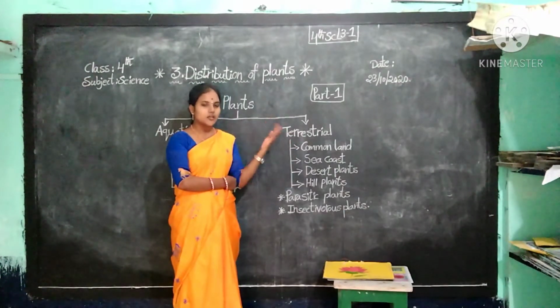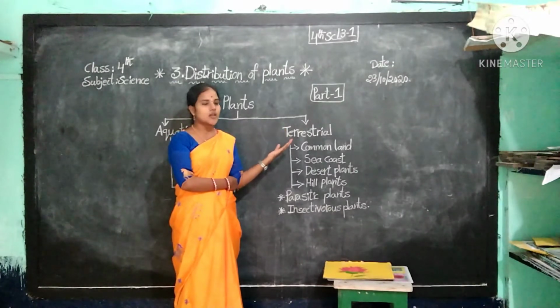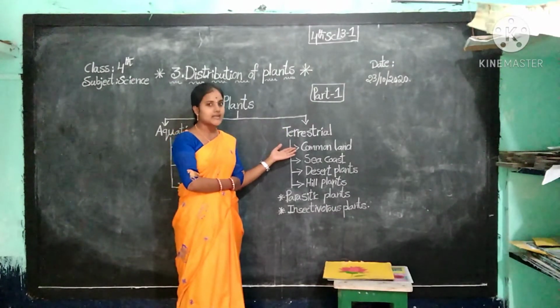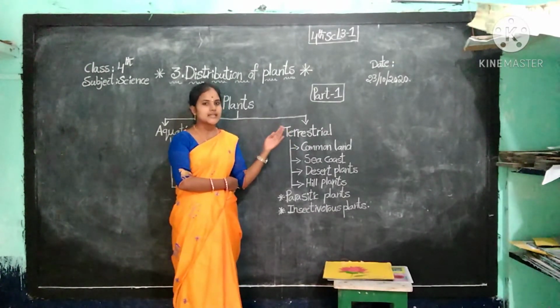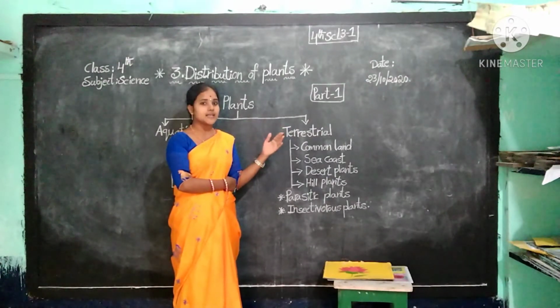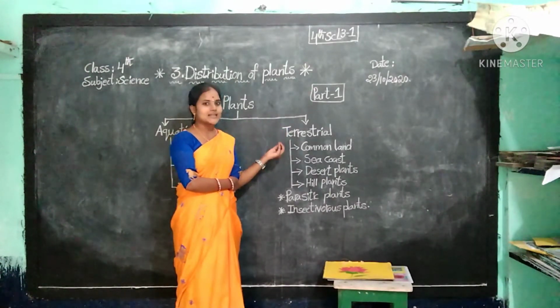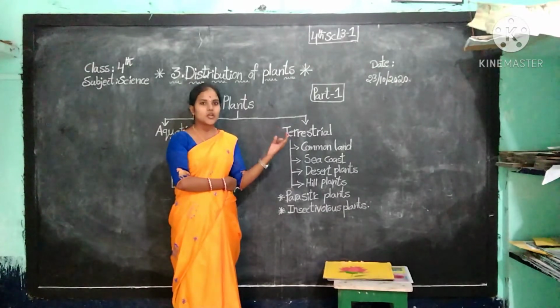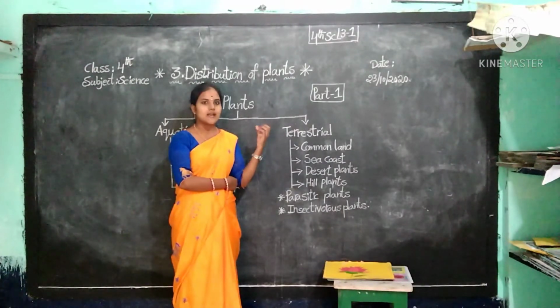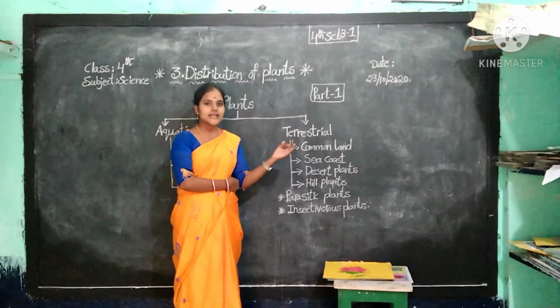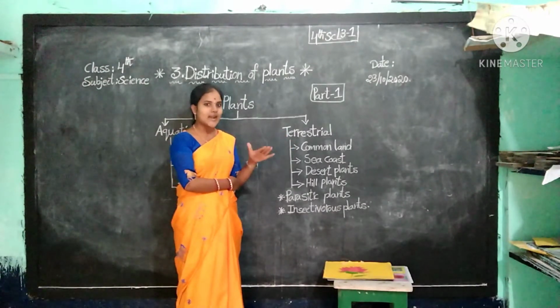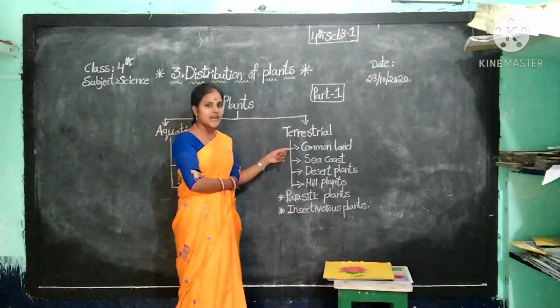Banyan, maple, and coconut are examples of common land plants. These are all big trees. And mustard, rice, sunflower, etc. are examples of common plants. Okay, this is about common land plants.